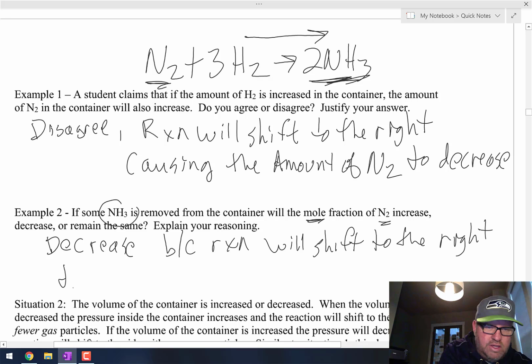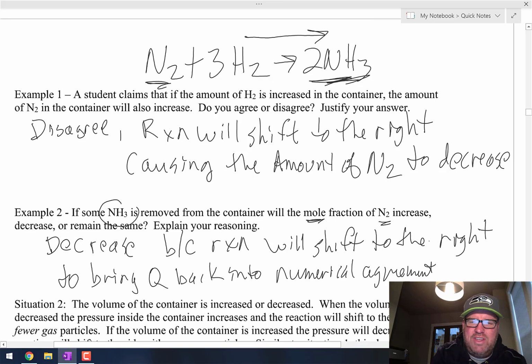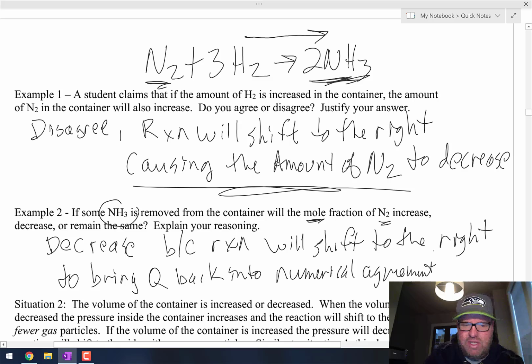And this is a great way to say it, to bring Q back into numerical agreement. And do you have to say that? No, clearly I didn't say that up here, but it is a good thing to say, absolutely. Numerical agreement with K.